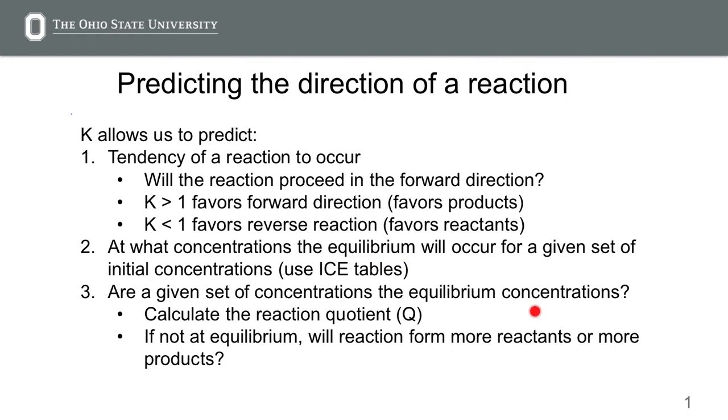The other thing that's useful, and that's what we're moving on to next, is, given a set of equilibrium concentrations, so we've let a reaction happen, we draw a sample from the vessel, we figure out the concentrations of each of the species present, and we want to know, is the reaction at equilibrium? Well, we can calculate what's called the reaction quotient, which is the exact same calculation as K, it just has a slightly different definition. If the reaction is not at equilibrium, we can figure out if more reactants are going to form to get us to equilibrium or more products are going to form.